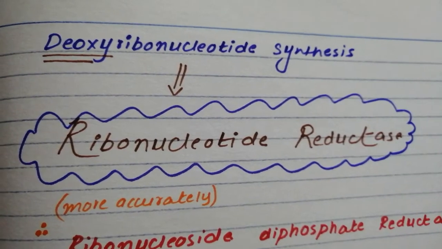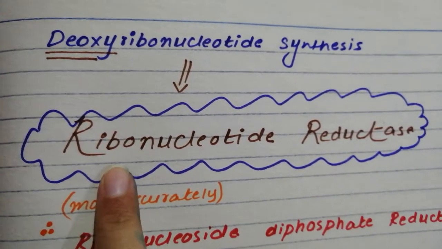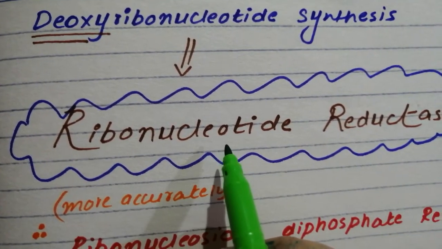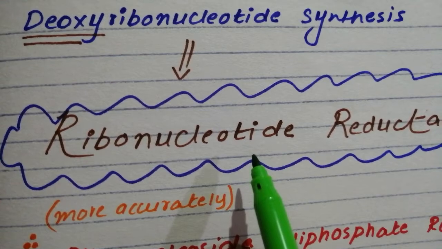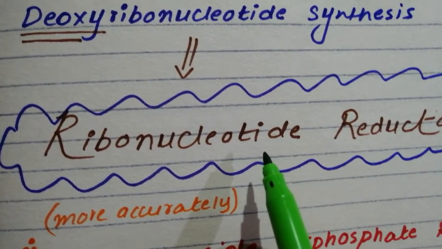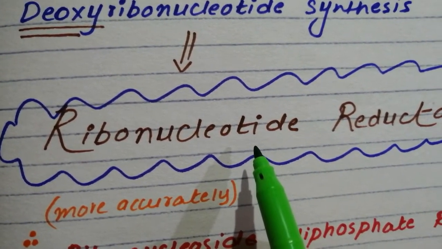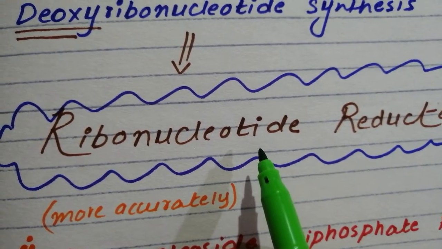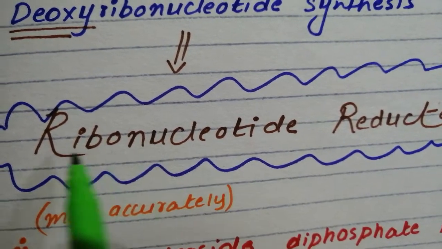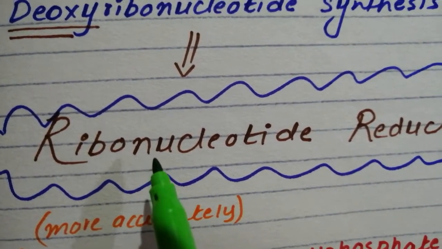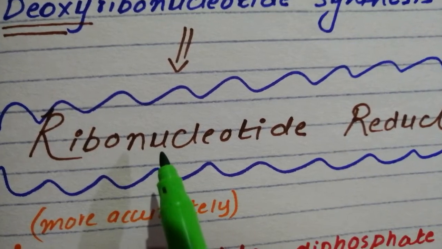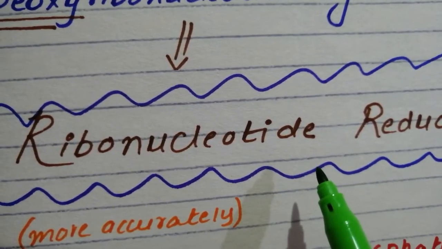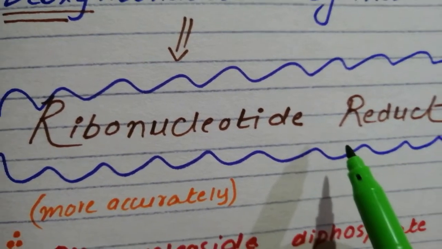Now we're going to do a very interesting enzyme, which is the ribonucleotide reductase. Ribonucleotide obviously is referring to this molecule in which we have the nitrogenous base, and we have the sugar and we have the phosphate, right? And obviously it's ribo, so the sugar is ribose. And what about the phosphate? Because when we're talking about the nucleotides, there can be 1 phosphate, 2 phosphate, or 3 phosphate.